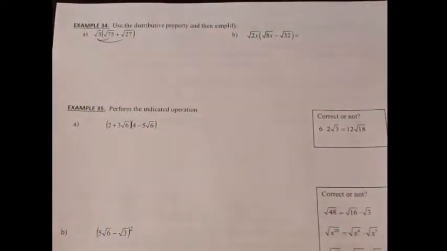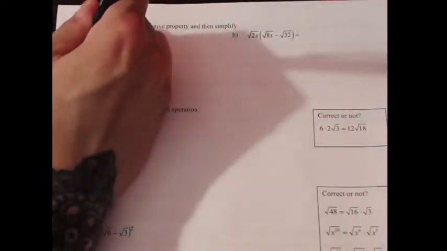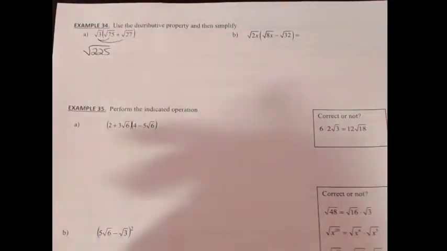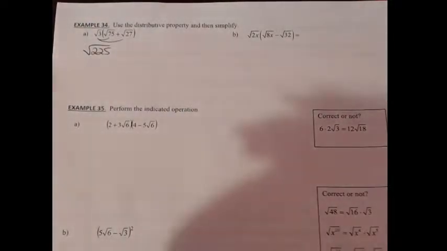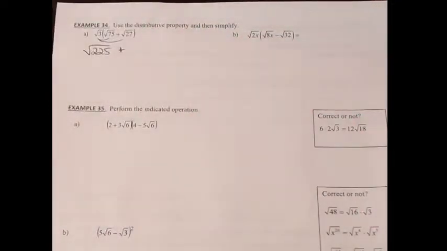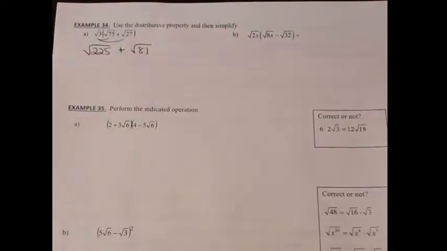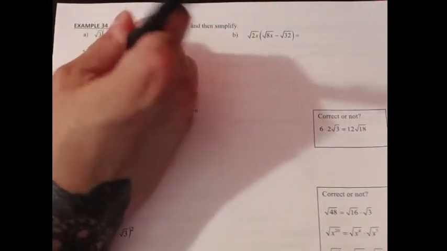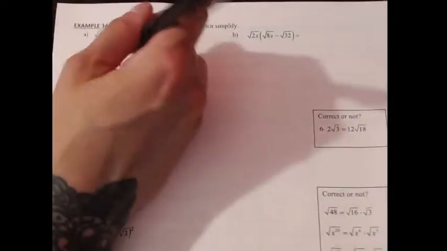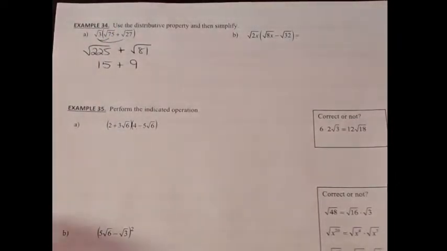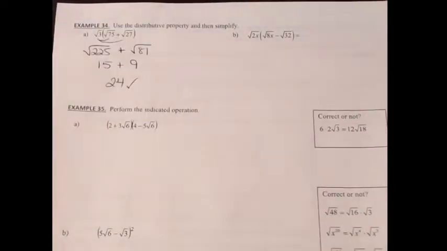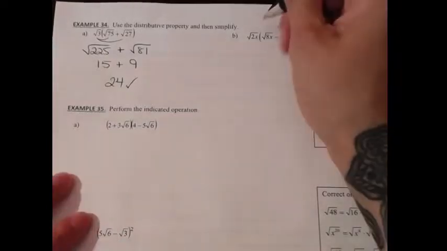So we have 3 times 75. That's going to give me the square root of 225. Remember, I'm allowed to do this because they're both square roots. Plus, and then we have the square root of 3 times the square root of 27, which is the square root of 81. The square root of 225, believe it or not, that's a perfect square. So that's simply 15. Plus, the square root of 81 is 9. And then 15 plus 9 is 24. And you're done. Cool, right? That's pretty sweet. Let's do it again.